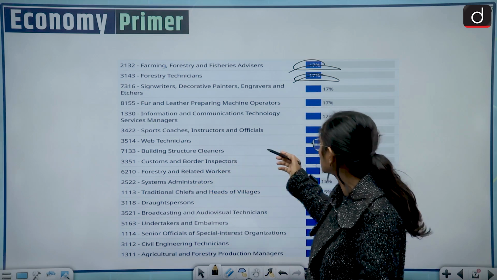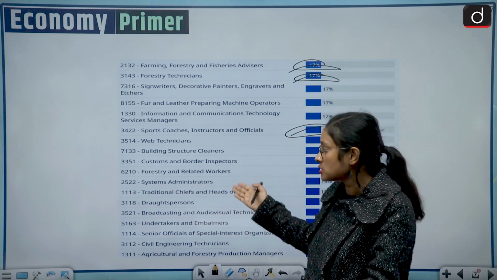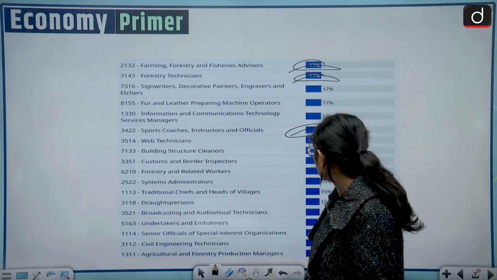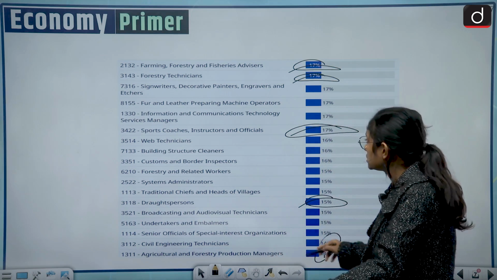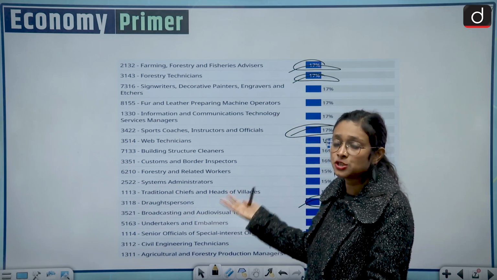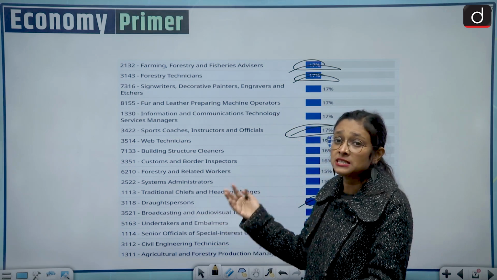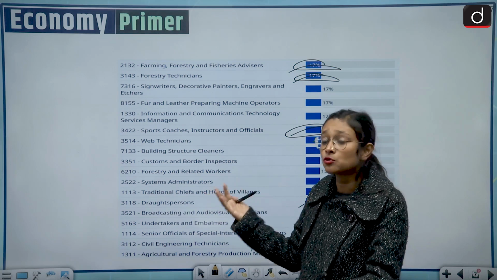Sports coaches, instructors and officials 17%. And this is the data of the whole world, not just India. Dots persons 15%, agriculture and forestry production managers 14%. So what all these things show is that in terms of technicians, advisors, and managerial posts, women's absence can be seen here, and their negligible role can be seen here.